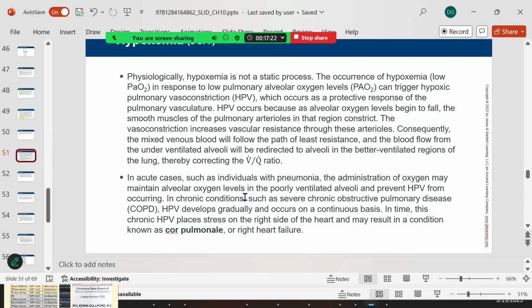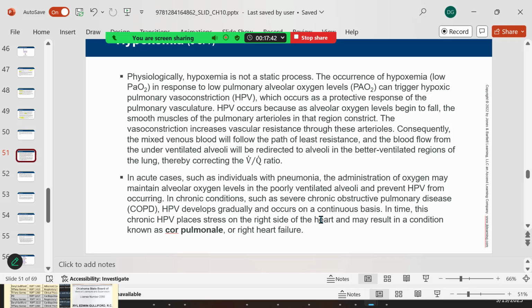All right. Let's see here. Occurrence of hypoxemia in response to low alveolar oxygen levels can trigger hypoxic vasoconstriction. And we don't want to have that happen because we need plenty of blood flow to the lungs for picking up oxygen.